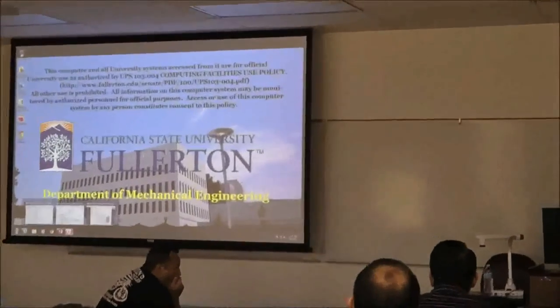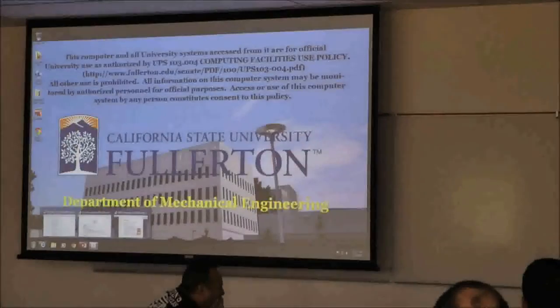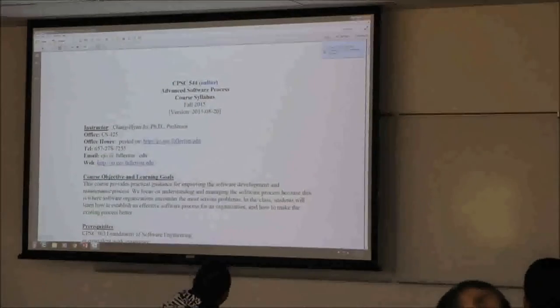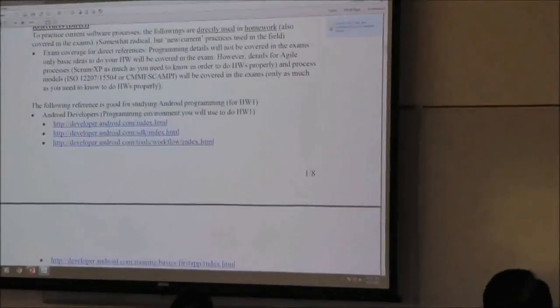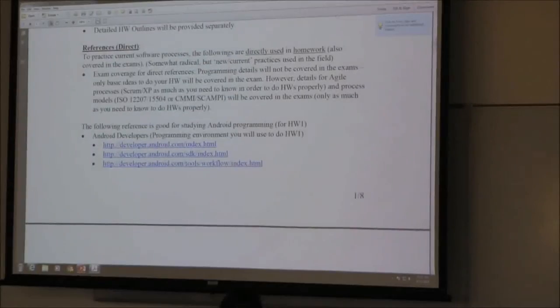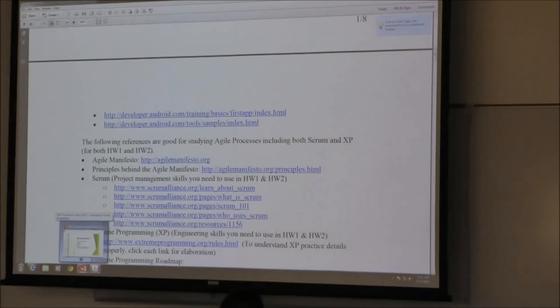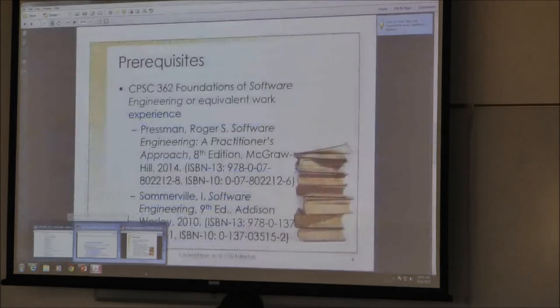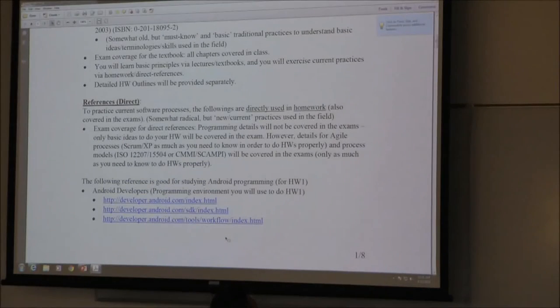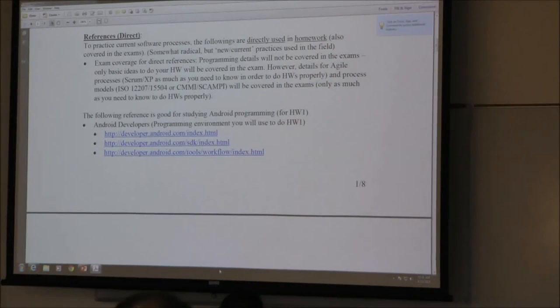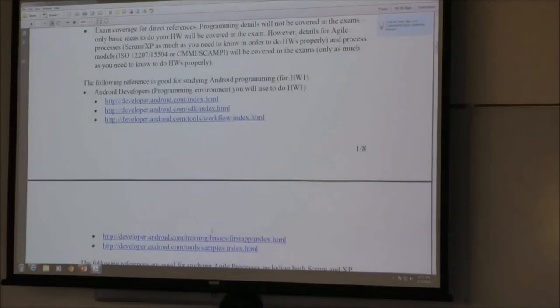Another thing I downloaded was the syllabus. If you look at my syllabus, it even explains how it works. It lists all the references, direct references and indirect references. Indirect references are only for your information. You don't need to read them, but it is good to read them if you are not formally educated in this area. It will help you understand all the materials. Direct references are required reading, so you have to access them and read all of them.